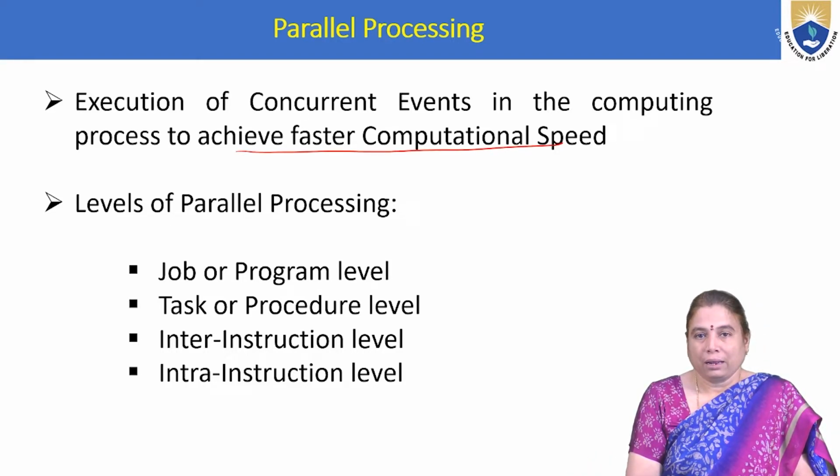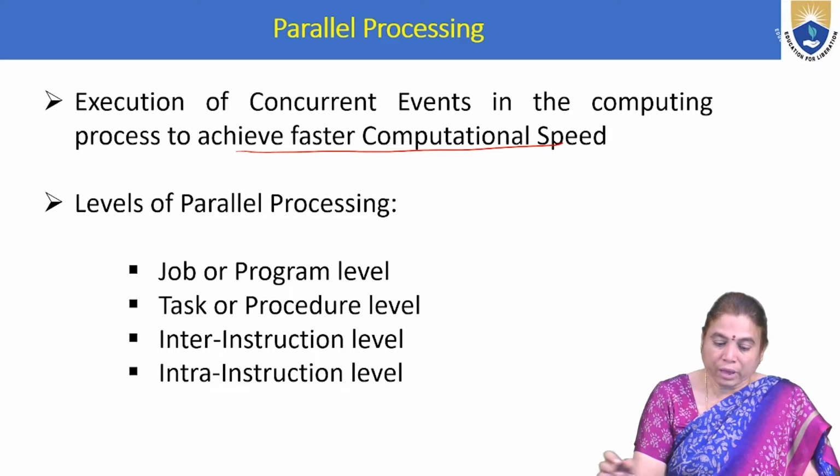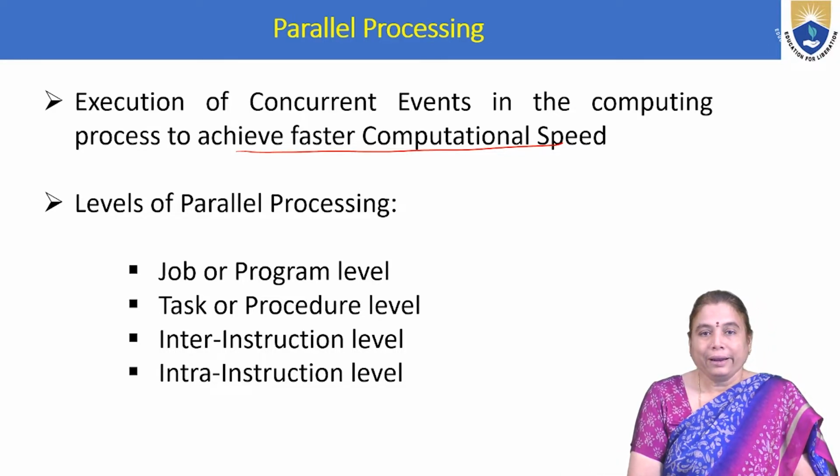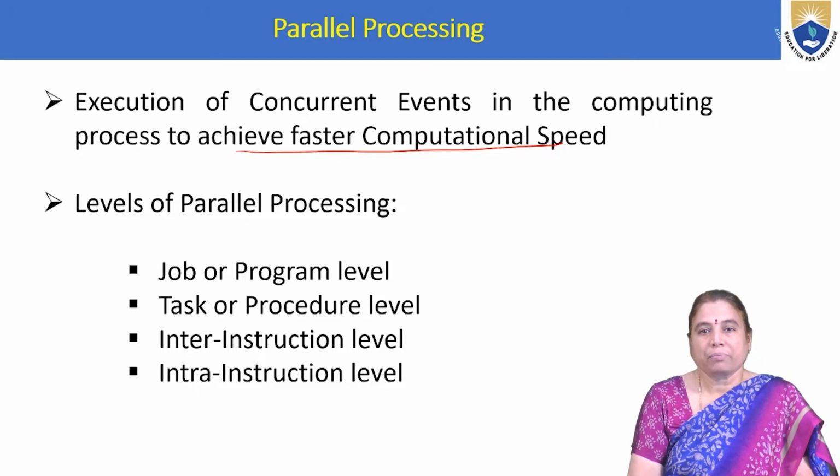These levels of parallel processing can be performed at job or program level, task or procedure level, inter-instruction level, and intra-instruction level. With multi-threading operation, the job or program level parallel processing can be achieved by this architecture. With multiple program execution, the task or procedure level parallelism can be achieved.